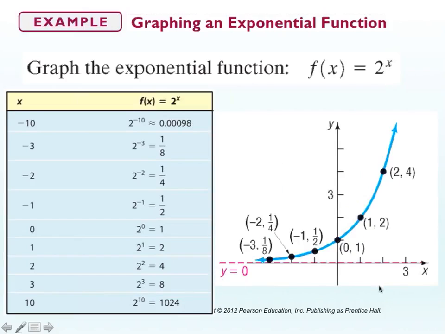So if we look at a graph, we're not going to plot all of these points, but we're going to plot the important ones, which would be (0, 1), (-1, 1/2), some of these fraction ones so we can see what's happening here, and then (1, 2) and (2, 4). So we have something that's increasing like this, and then we have an asymptote at y equals 0.